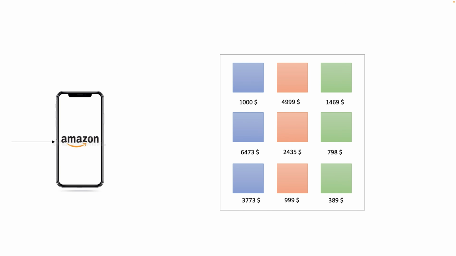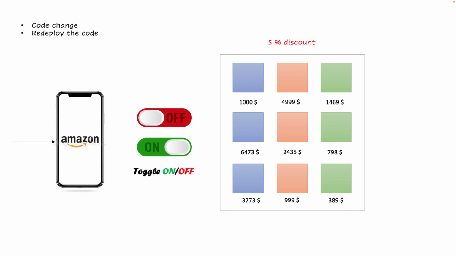Let's say after some days, Amazon wants to set a different number for the discount. Then again they need to do the code change and redeploy the code to production to go live, which is really a painful job to handle. But what if we can enable and disable this discount without doing any code change or redeploying the code? That is where the feature toggle came into the picture.